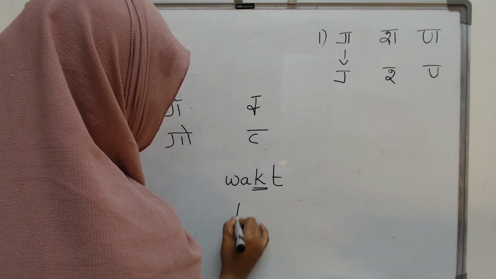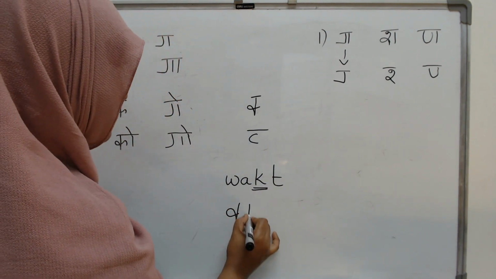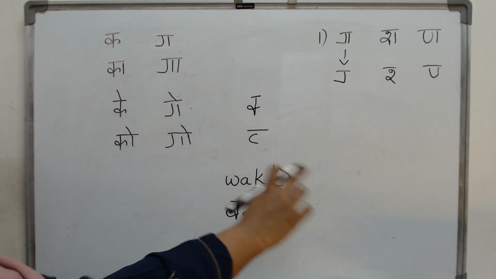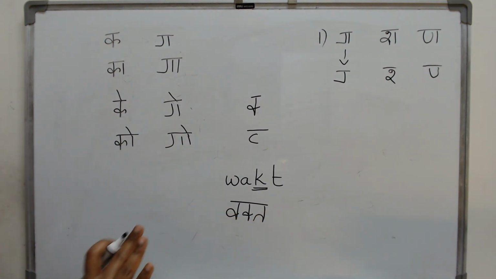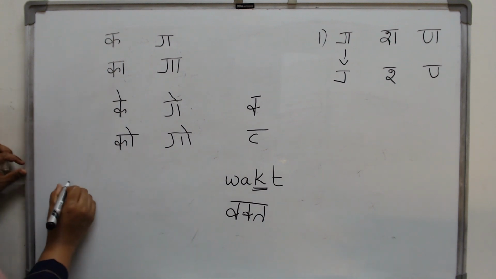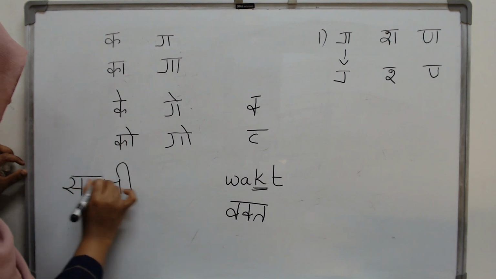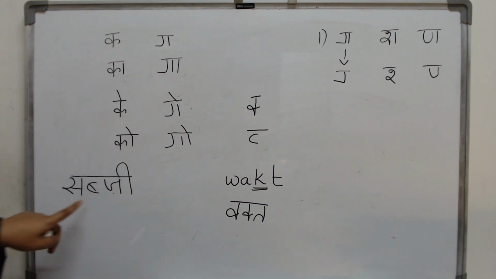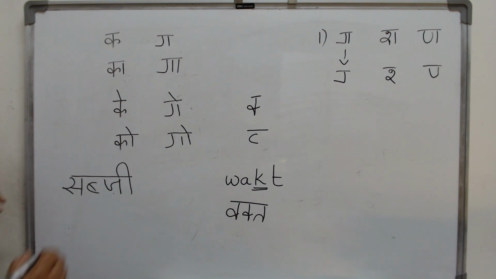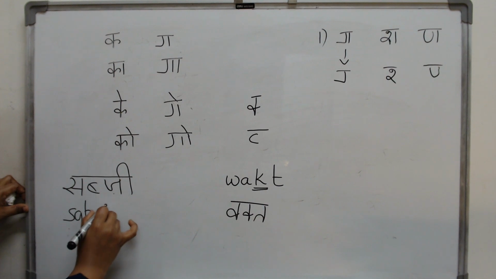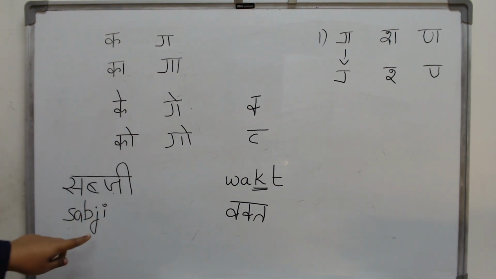See this K here? So you are writing a Va and just half of Ka. Why is that? Because there is no Ka, Ki, Ku, nothing. That is just K, Vakt. So you are writing half of Ka. Similarly, let me show you this. Vakt means time and sabzi means vegetables. Now you see the half of Ba. What does that mean? It means it is Sabji. There is no Ba, Bi, Bu, nothing. It is just half. It is just Sabji.